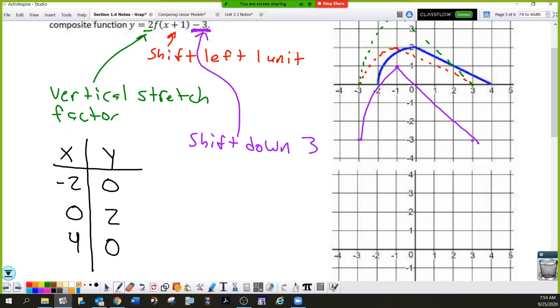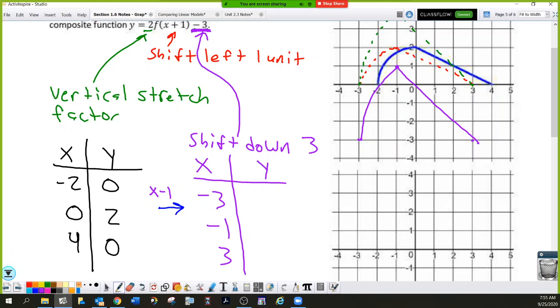We had one horizontal transformation, correct? And I'll stick to the purple color because that was the final answer. One horizontal transformation: shift left 1 unit. When you shift left 1 unit, what happens to all of your x values? Oh yeah, you subtract 1 from the x's. So basically you take your x's and you go -1. So now my new x values are -3, -1, and 3.